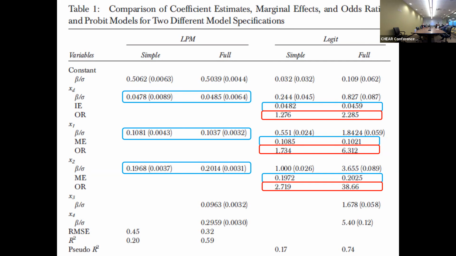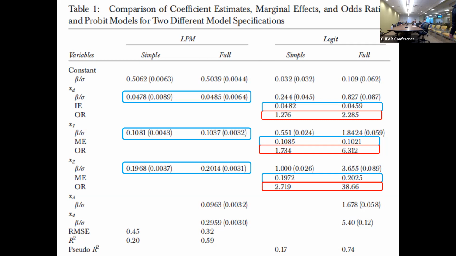XD is a dummy variable, X1, X2 are continuous variables, X3 and X4 are additional continuous variables that are independent of these. So the simple model has this dummy variable, a couple of continuous variables. And then if you throw in additional variables that are unrelated to these, you'll see that the R squared in this case goes from 0.2 to about 0.6. So we're explaining a lot more of the variation. But these betas remain the same.